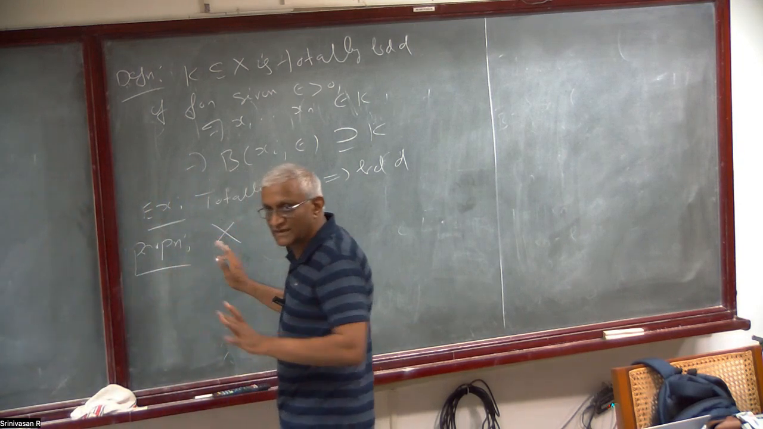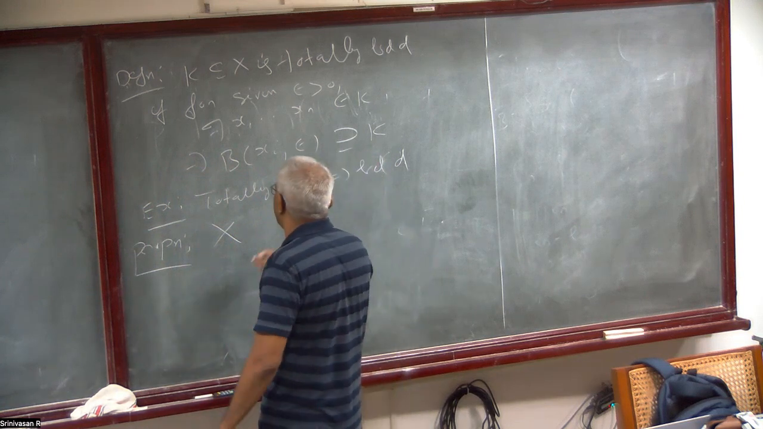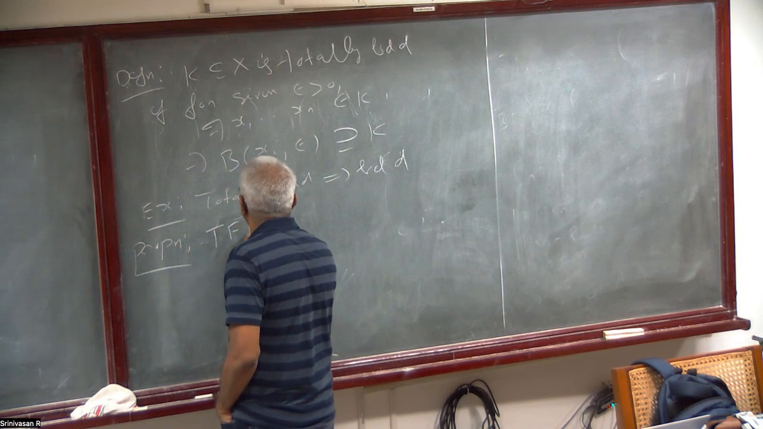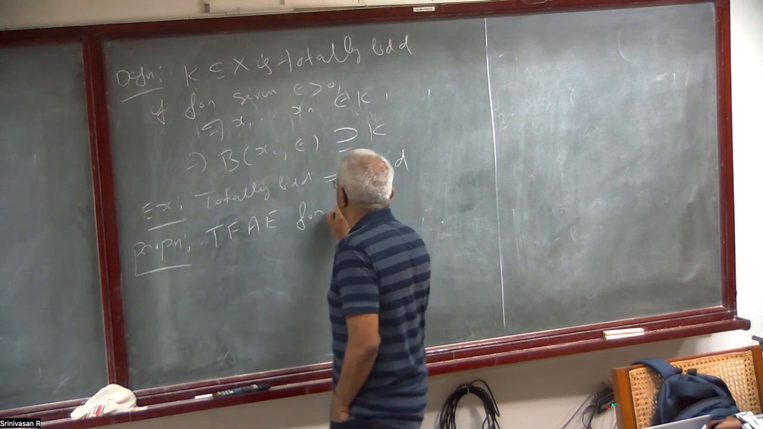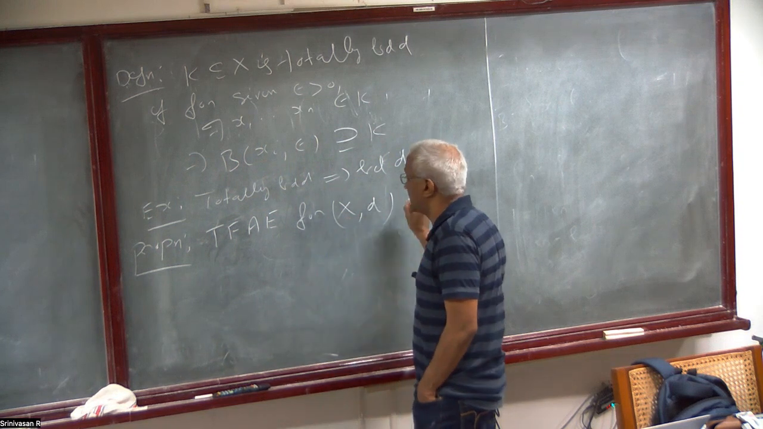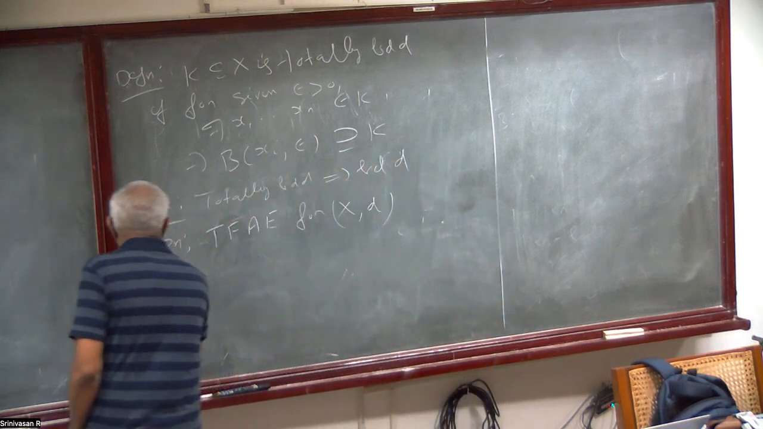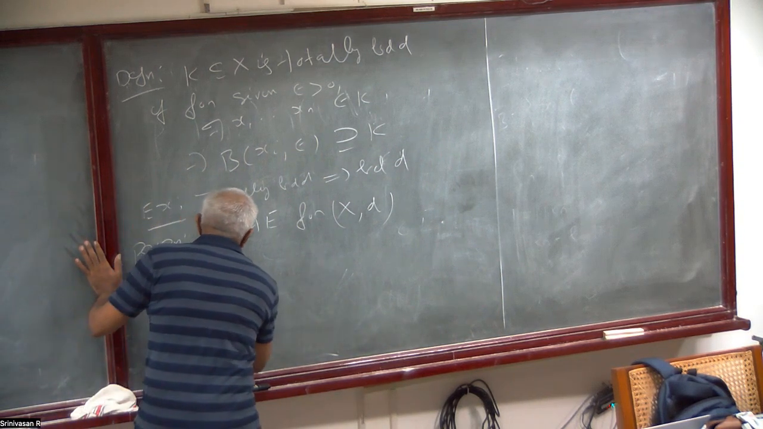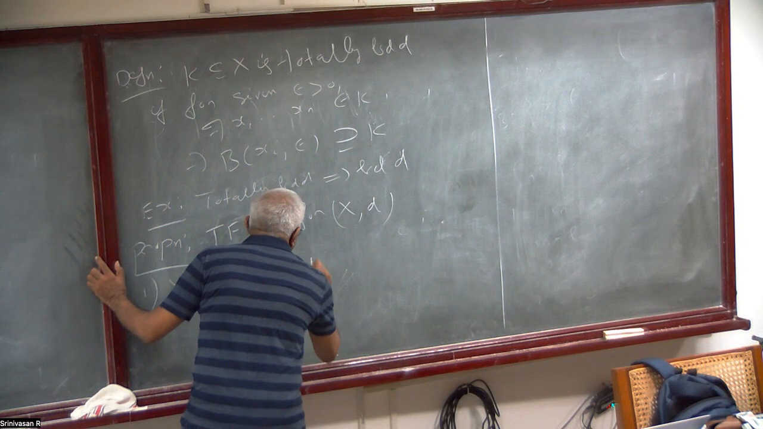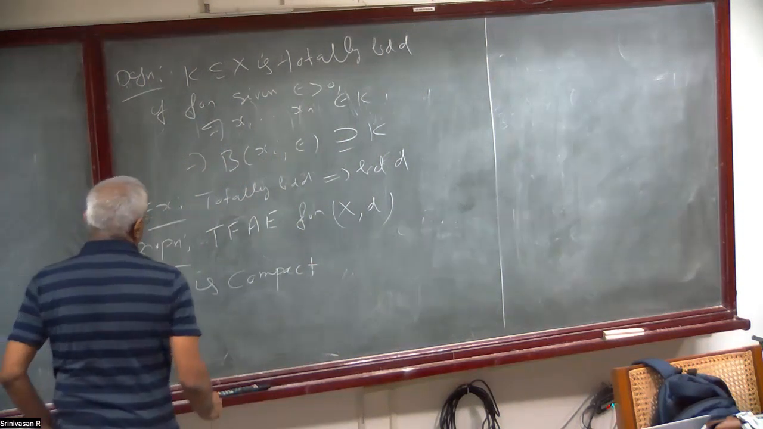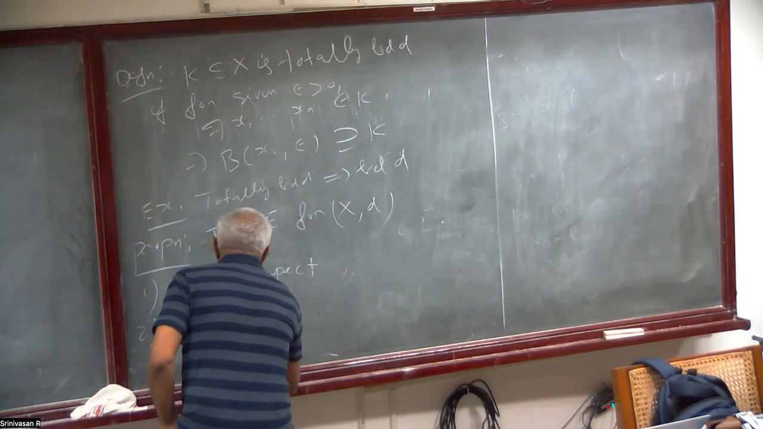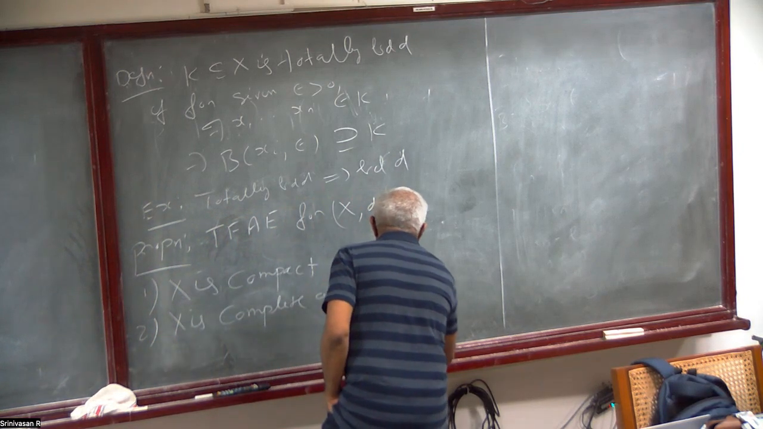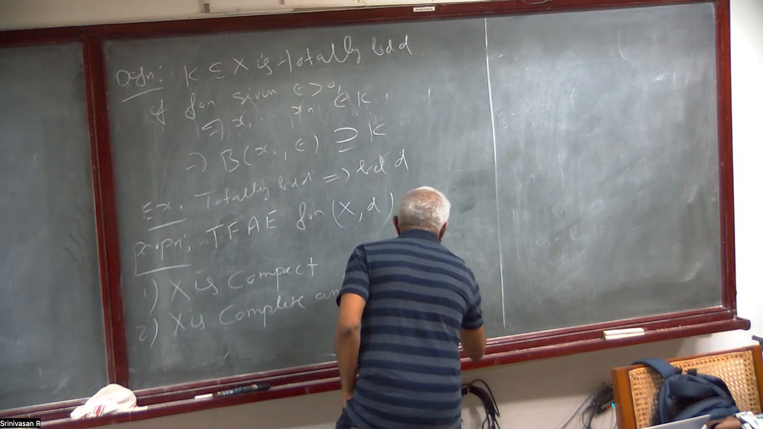So let's take the whole set. X is a metric space. The following are equivalent for a metric space (X, d). The first statement is X is compact. I'm taking the whole thing because I want to make this statement. X is complete and totally bounded.